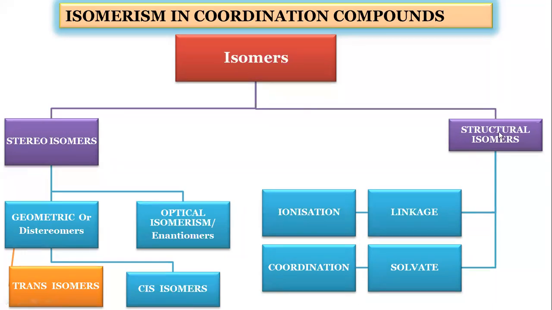Now I am coming to the structural isomers. As the name itself suggests, depending upon the structure of the isomers, this classification is done. First one is linkage, depending upon what type of linkage is present. Second one is ionization, third one is coordination, and next one is solvent. So all these isomers we will discuss one by one.